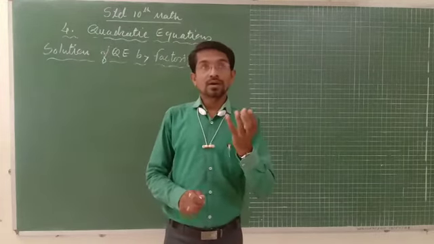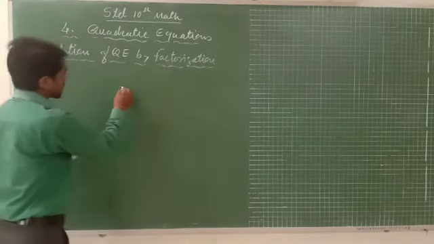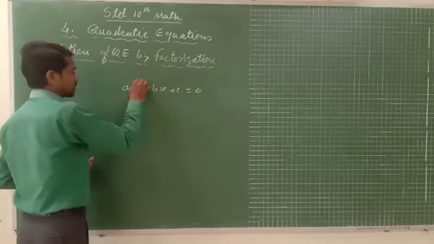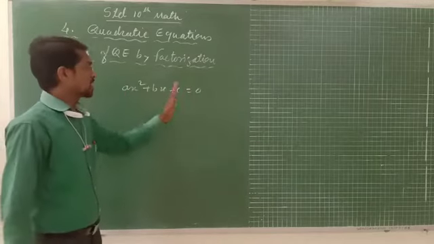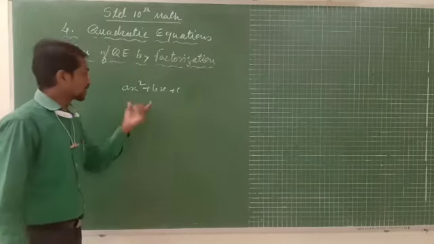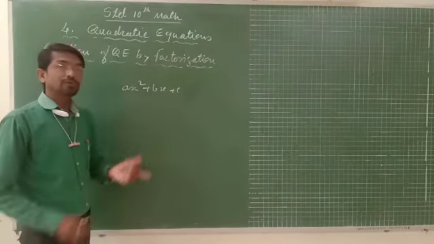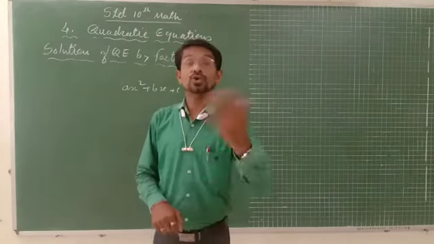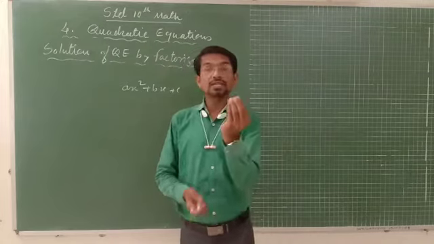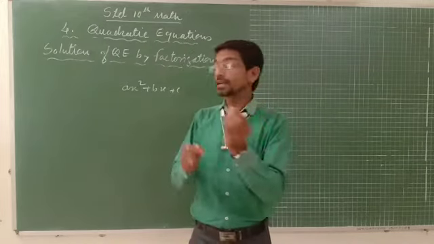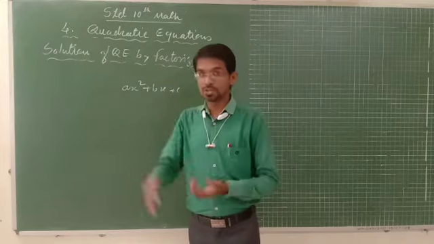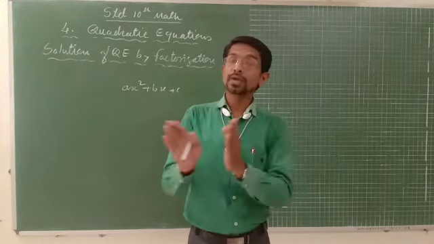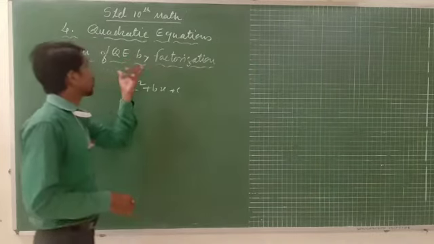Suppose it is in the form ax square plus bx plus c is equal to 0. This is the standard form of the quadratic equation. If I remove the equals sign, it is a quadratic polynomial. We know how to find the roots, or the zeros, of a polynomial. The number that satisfies the equation, meaning when we put it in the equation we get 0, is called a zero of that polynomial. Here we can say the same for the quadratic equation.